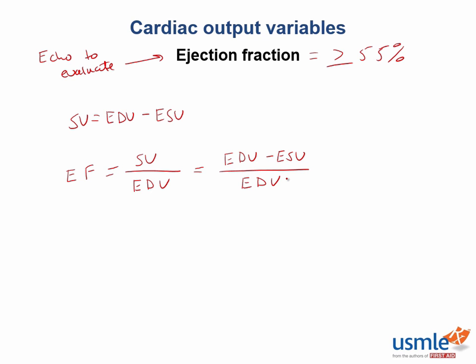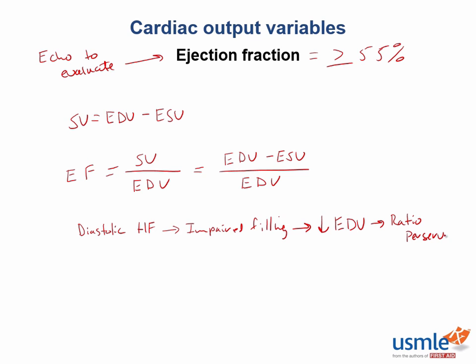Now, because the ejection fraction is a ratio and not an absolute number, it can be normal in diastolic heart failure, which is due to impaired filling of the heart. Here, if the end diastolic volume decreases, this will cause a decrease in the stroke volume because there is less blood available to be squeezed out of the heart. But in this situation, our ratios are preserved, and therefore our ejection fraction is preserved. Hence the name heart failure with preserved ejection fraction, or diastolic heart failure.